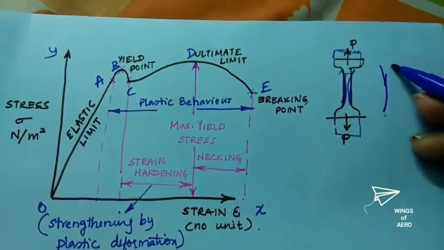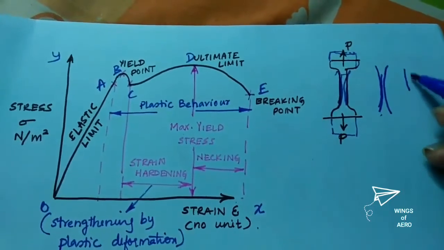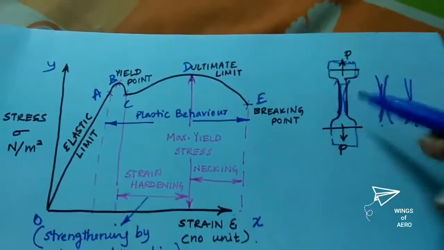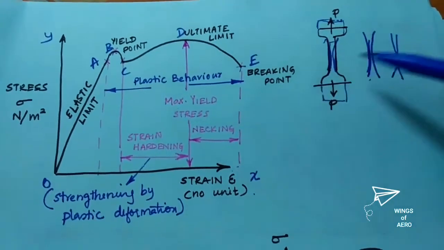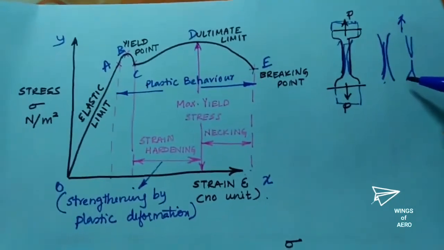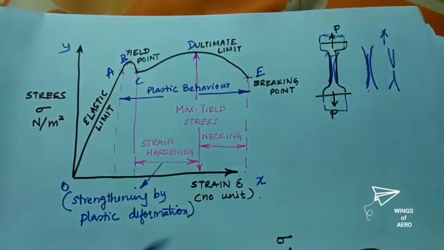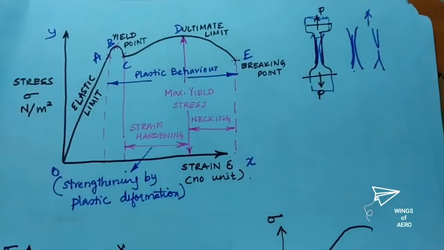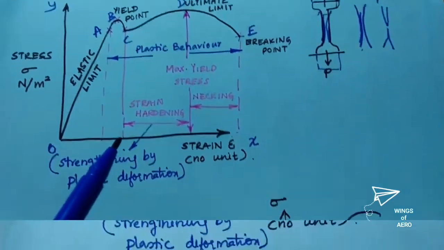This region forms a necking, like our neck. So it keeps on necking, and at some point it ruptures, or we can call it breaking, by increasing load. That is called the breaking point, the point where, after giving load, the material fractures or breaks. And from point A to E, the total nature is known as plastic behavior or plastic deformation behavior.